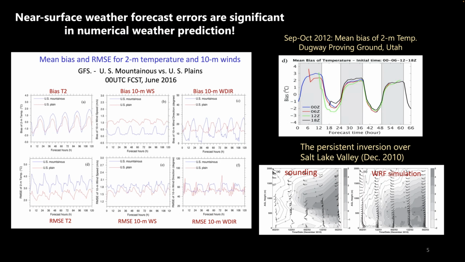And so increased model resolution sometimes could help, but it still cannot reduce the bias in near surface weather forecasting. So this is a very critical question, and it cannot be addressed by the atmosphere model alone, and we need to think about the land surface effect. Next slide, please.